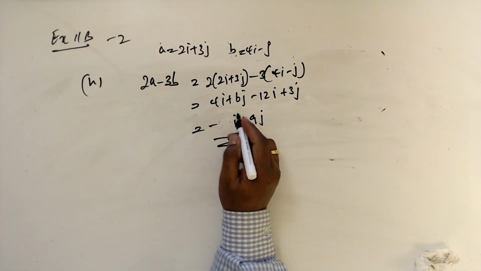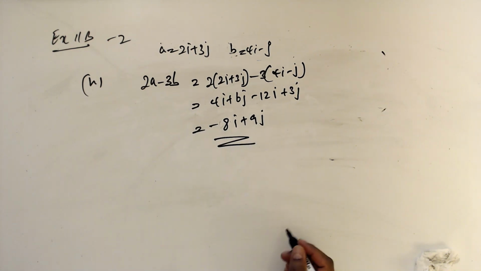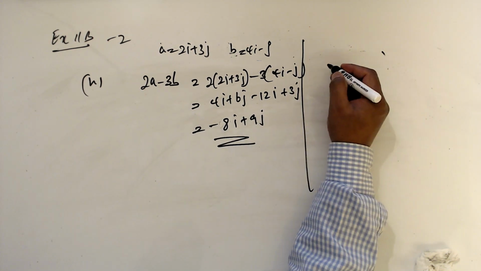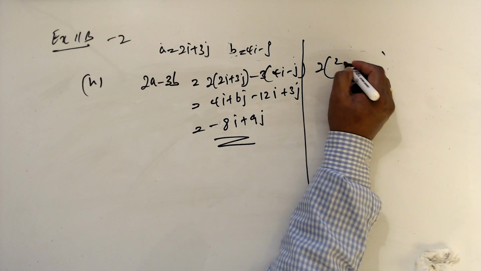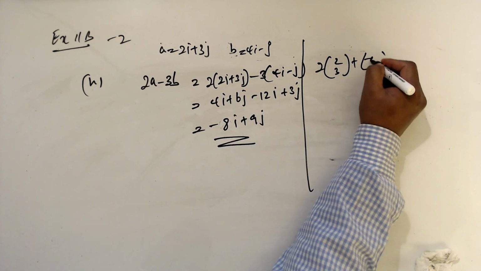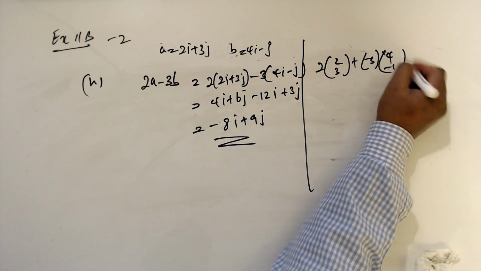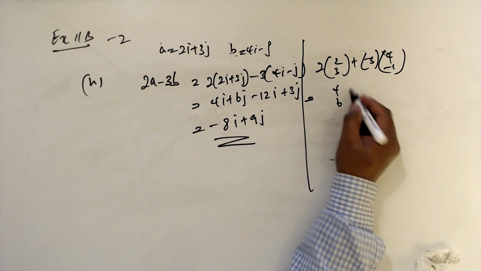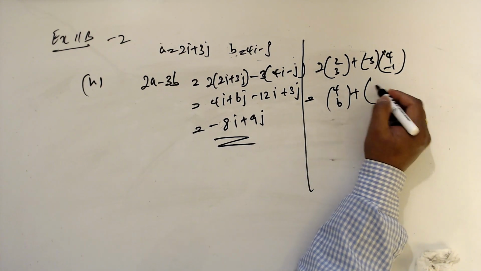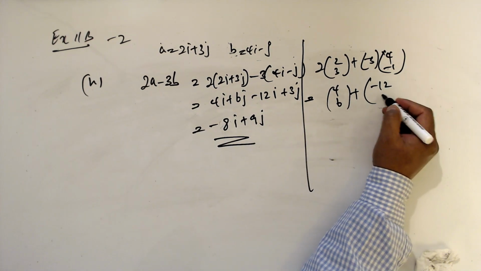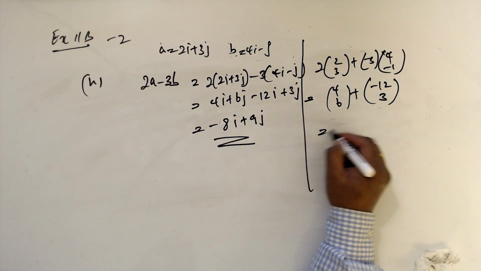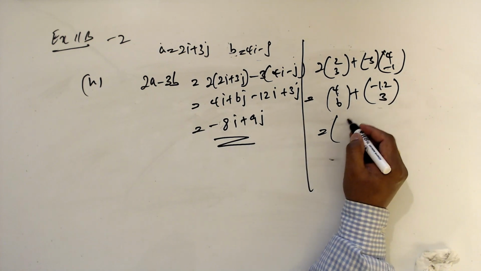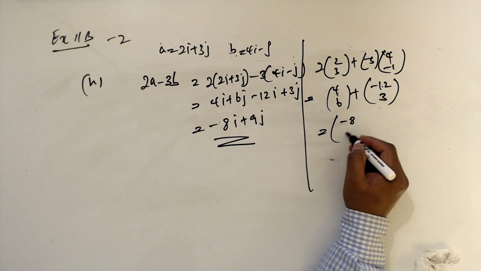This is minus 8. 2 times 2 3 plus minus 3 times, going to be 4 6 plus minus 12 3. This is going to be 4 plus minus 12 minus 8. This is 9.